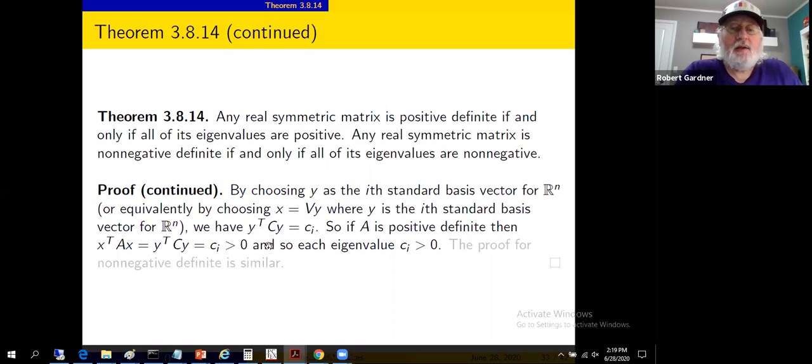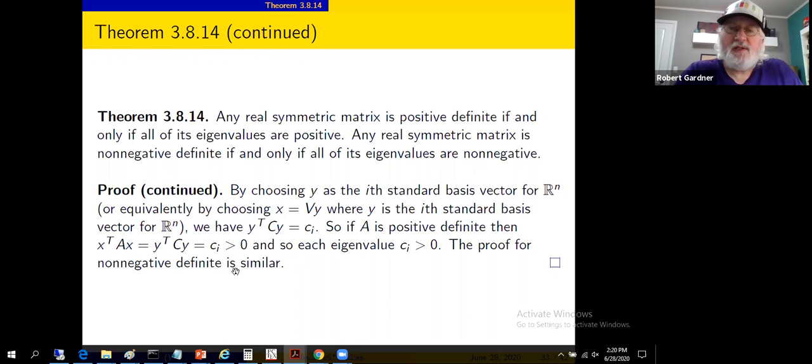Okay, so if we assume that A is positive definite, that's equivalent to assuming that this thing is greater than 0. Well, this thing equals C sub i, so that implies C sub i is greater than 0. We could have used any standard basis vector, from the first to the nth one, picked off any of the eigenvalues, and been led to the conclusion that A positive definite implies each eigenvalue is greater than 0. Do that for each of the i's, you get all of the eigenvalues are greater than 0. So if positive definite matrix, then positive eigenvalues.